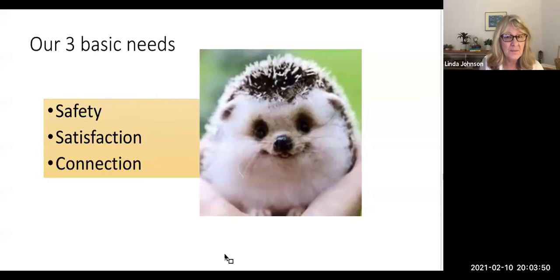So we're going to be looking at some methods of how. So this little creature right now is feeling, it looks like, safety, satisfaction, and connection. Little tiny mammal.